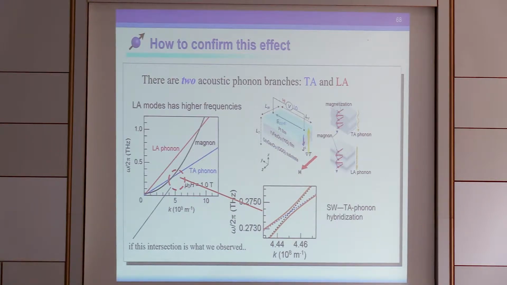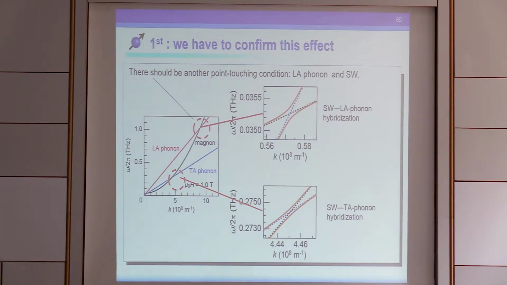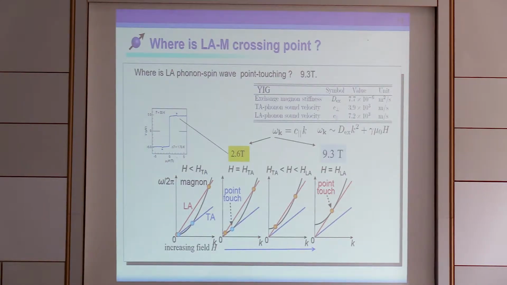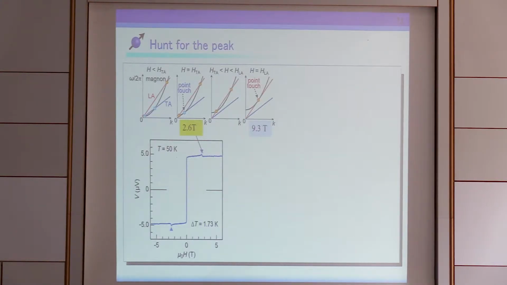And with this intersection that we found, there should be another point touching condition, point touching to the LA phonon. Okay, so by using material parameters again, we calculated that the other point touching condition should appear at 9.3 Tesla. It's a point touching to the LA phonon. So we looked for another peak around this field. The result is like this.